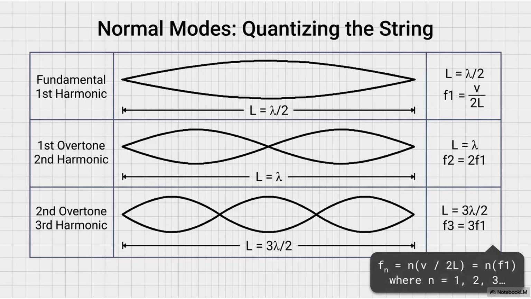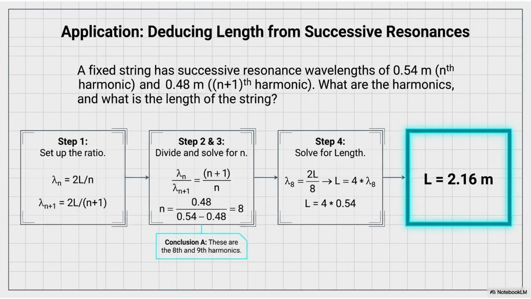Okay, moving to slide 10, the presentation turns this into a sort of detective game, deducing length from successive resonances. I love this kind of puzzle. Me too. So here is the setup. A fixed string has successive resonance wavelengths of 0.54 meters, which we'll call the nth harmonic, and 0.48 meters, which is the n plus 1 harmonic. We have to find the length of the string.